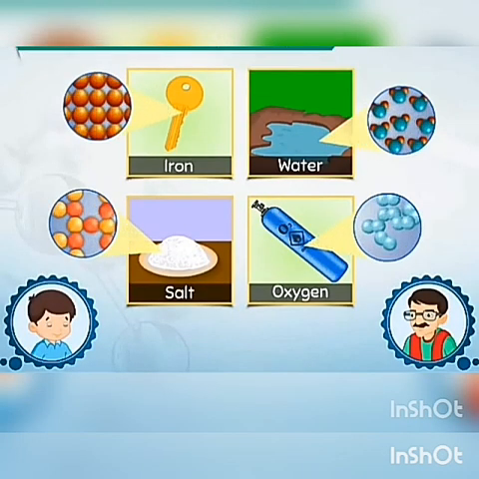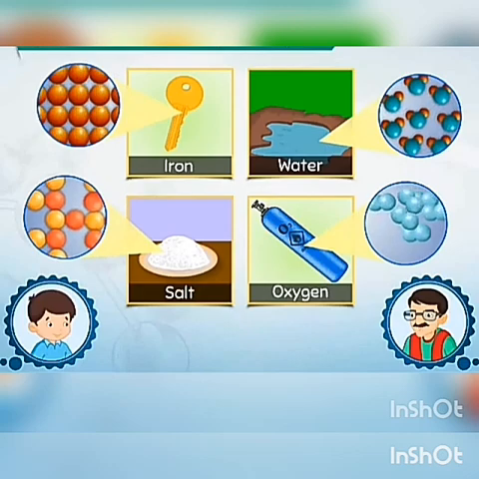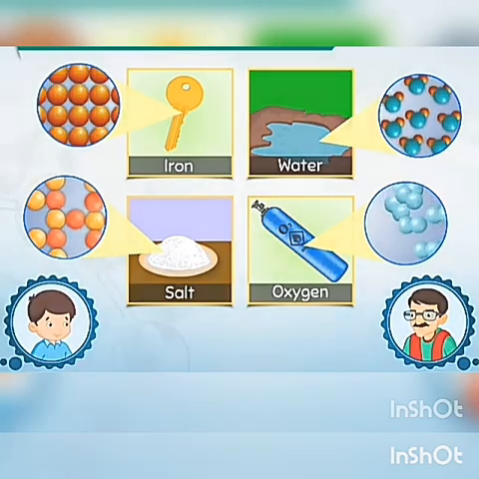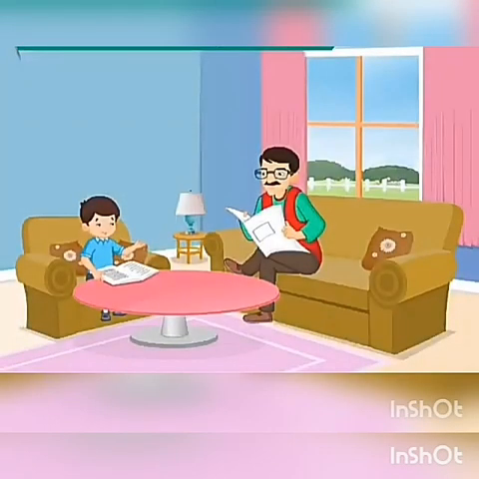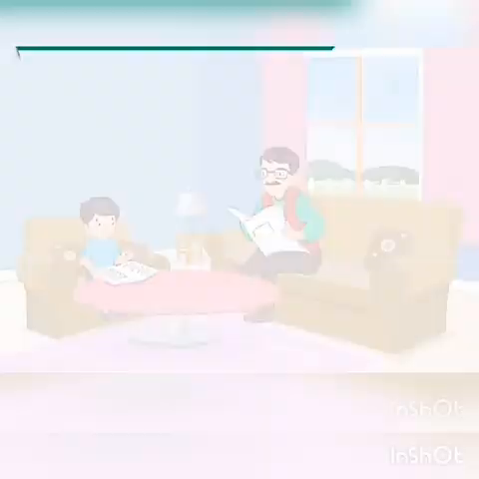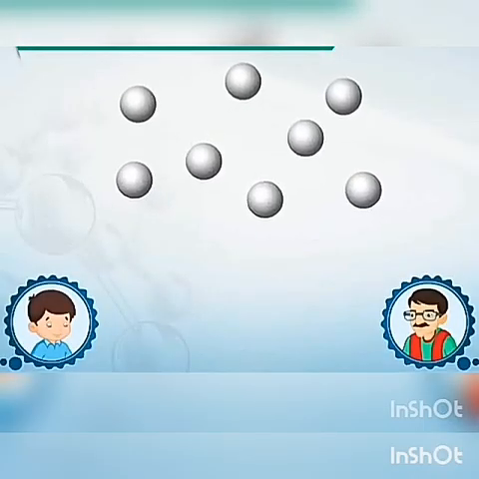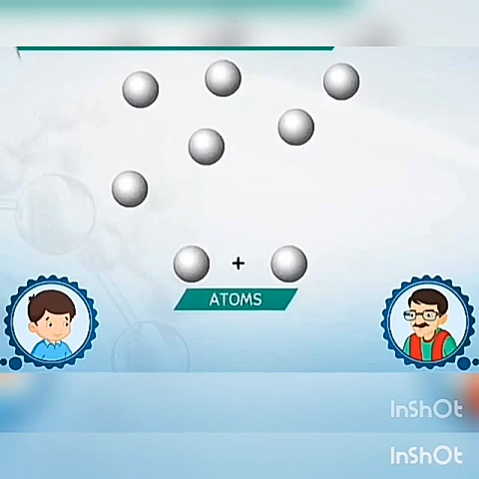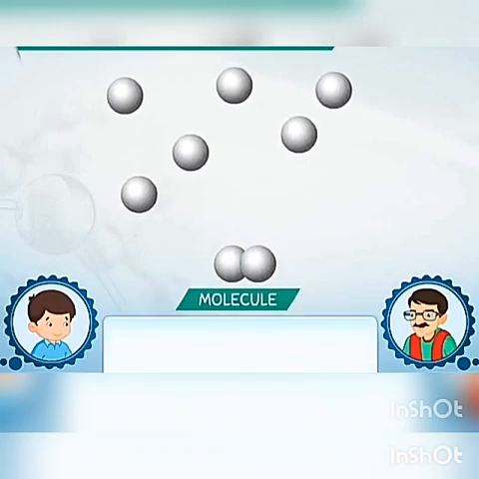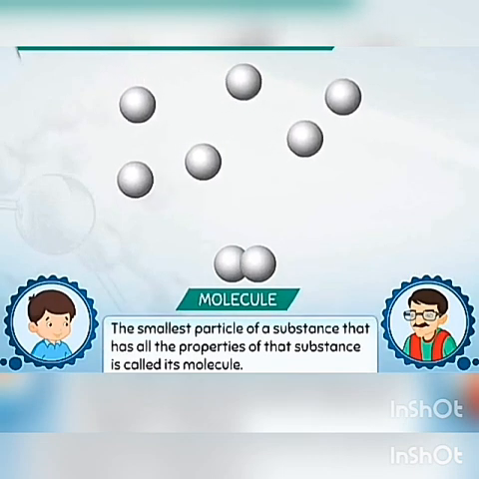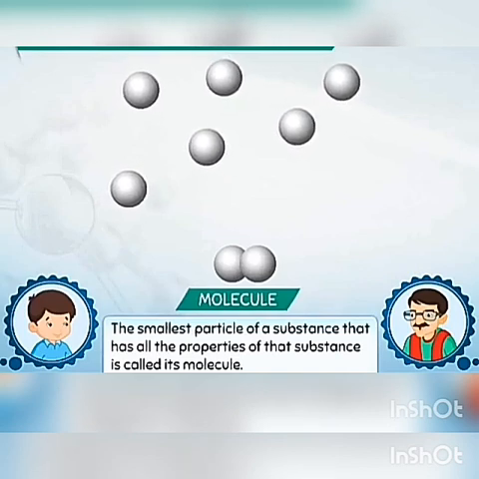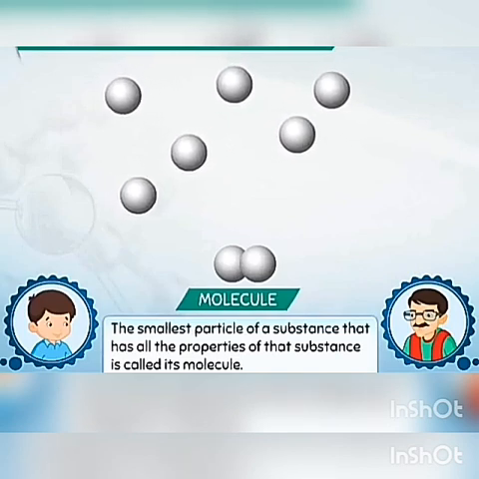Actually, matter is made up of tiny particles called atoms. If all matter has atoms, then why is one substance different from the other? That's because different materials have different types of molecules. Molecules? Yes, atoms often combine to form molecules. The smallest particle of a substance that has all the properties of that substance is called its molecule.